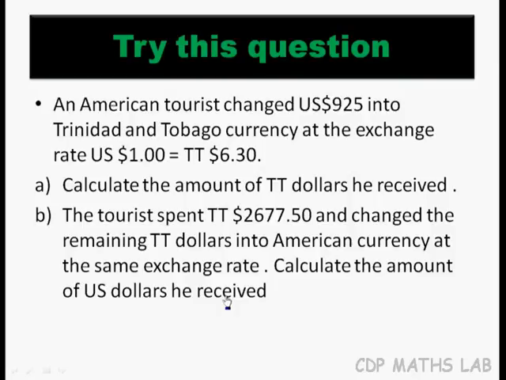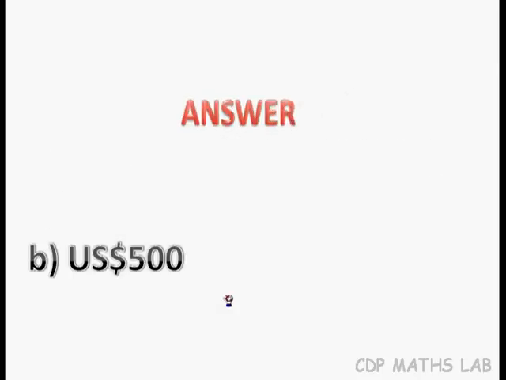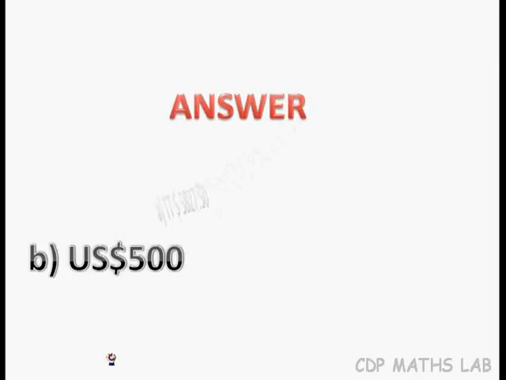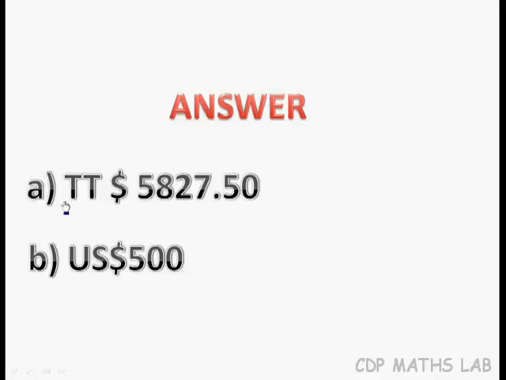Both examples relate to this question, but you have to read the question carefully and compare it to the examples shown before. Now pause the video and try this question. The answer for part A should be $5,827.50, and for part B, it should be 500 US dollars.